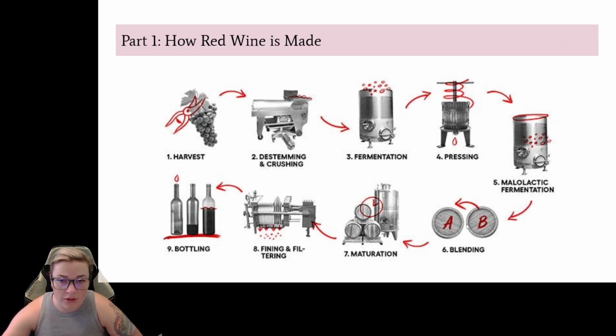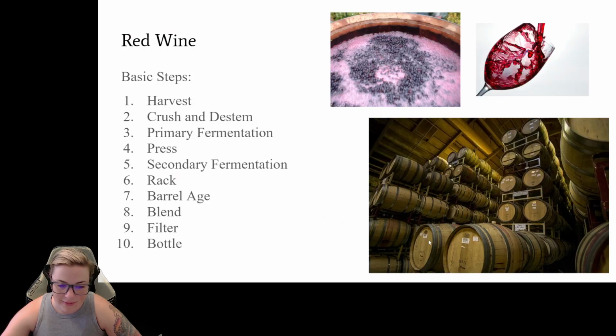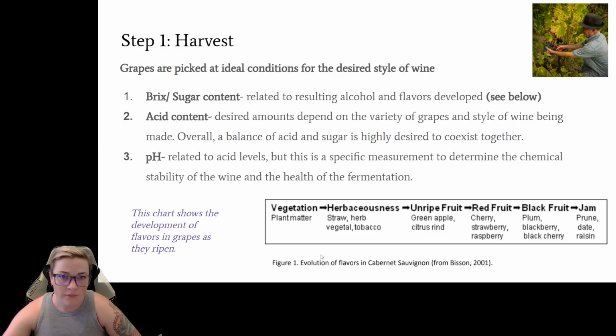It can mature in those barrels. Then it will typically be fined and filtered, but it doesn't have to be, and then it will be bottled. It depends on the winery, their practices, and the style they're trying to achieve. That is the overall process of how red wine is made. Again, the steps are: harvest, crush and destem, primary fermentation, press, secondary fermentation, rack, barrel age, blend, filter, and bottle.